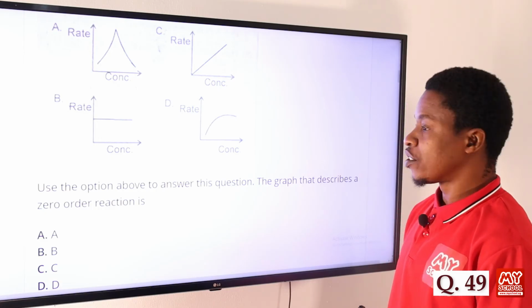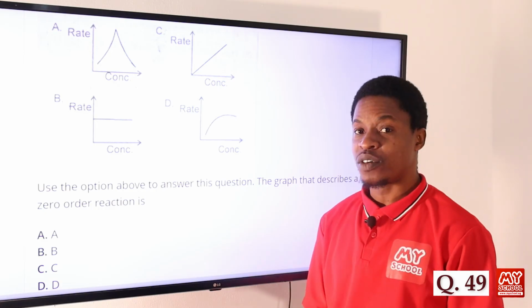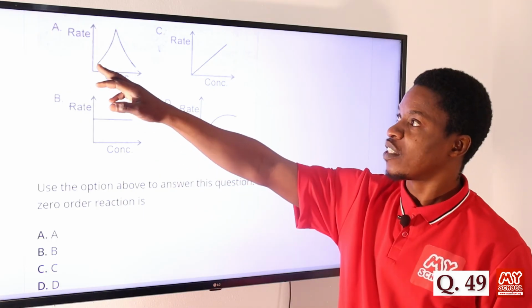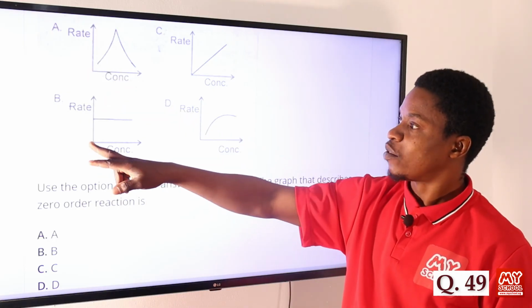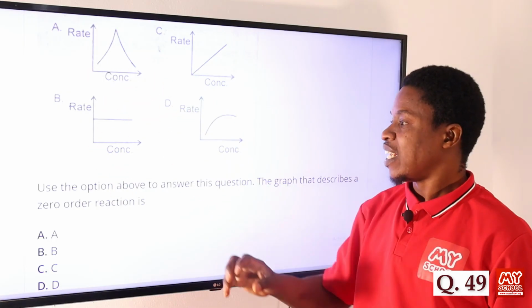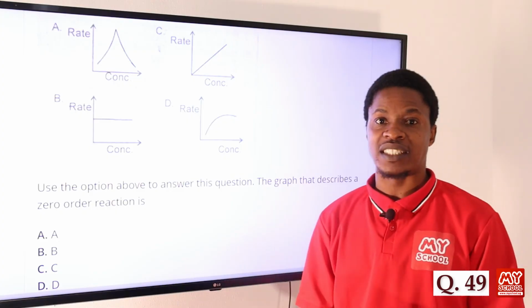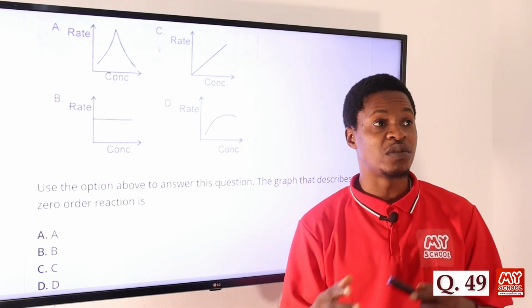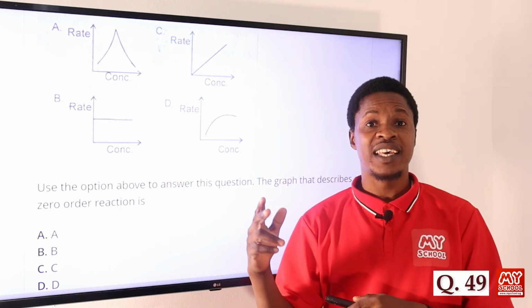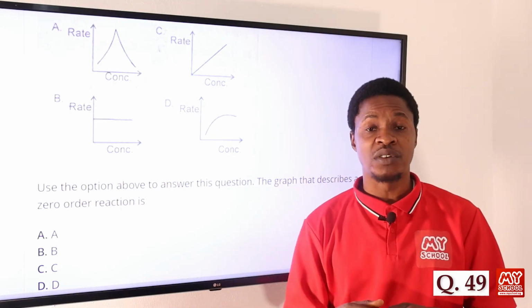Question 49. Use the option above to answer this question. The graph that describes a zero order reaction is. We have the first option A, option B, option C. In reaction rates, usually rate is equal to K times the concentration of X.